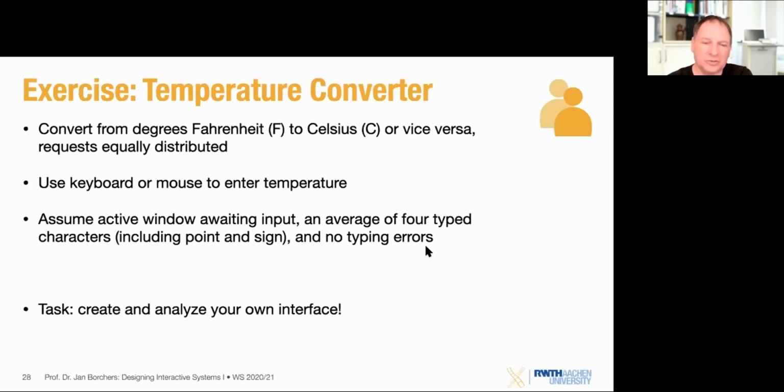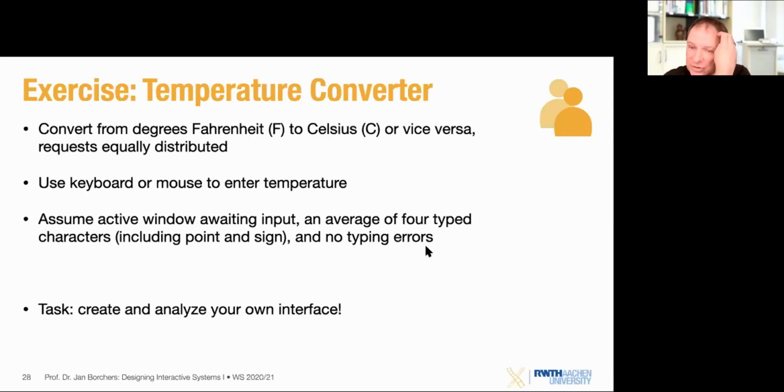It's awaiting input, so you can basically say that you already have the system at front and being the one that would receive any input you now do. And you can make the assumption that people are not going to make mistakes typing in the numbers. And you can also make the assumption that people are going to enter 4 characters on average. So this includes the minus sign for negative temperatures and the decimal point for decimal temperatures.